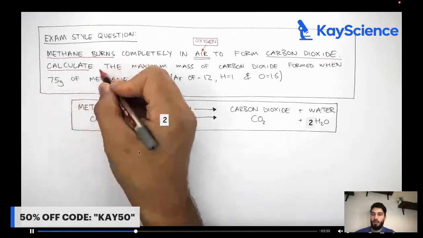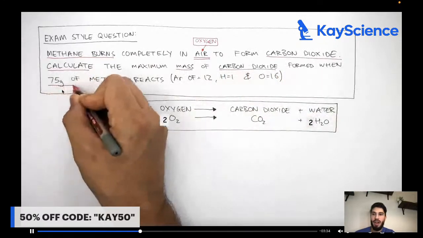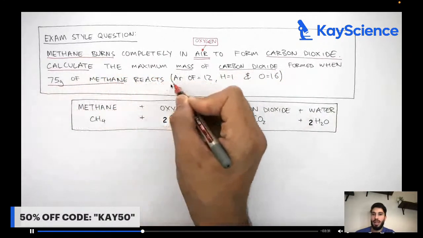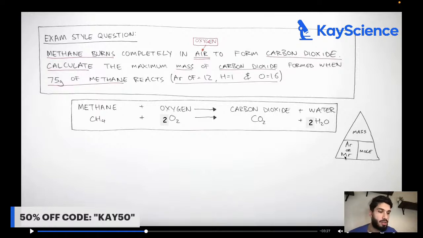So what do we need to do? Well, we need to calculate the mass of carbon dioxide when 75 grams of methane reacts, and we're given these relative atomic masses. Now, this is the formula triangle for the equation that I gave you before. Now, a way to remember this is as follows. My teacher told me this when I was a teenager, when I was in school, and I've never forgotten it, ever. Mr. Mole is squashed by the mass. Never ever forget that. Mr. Mole is squashed by the mass.